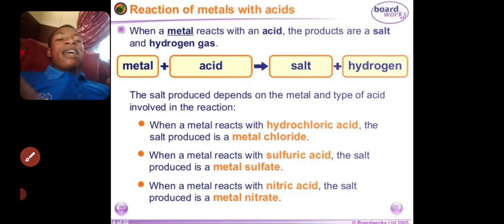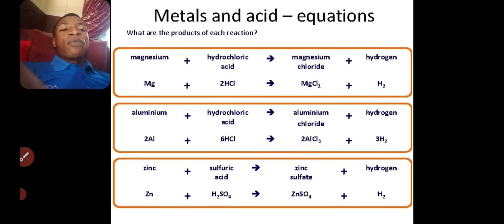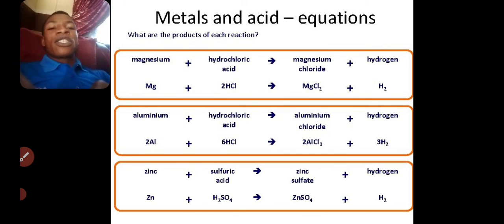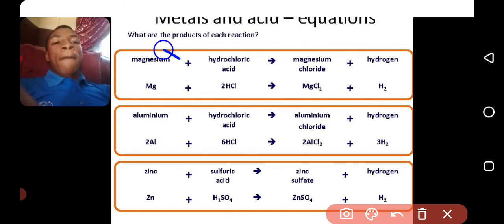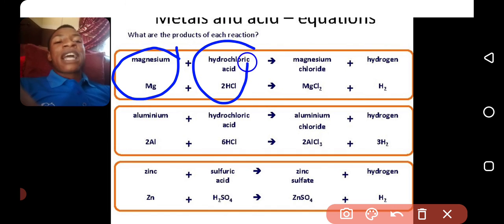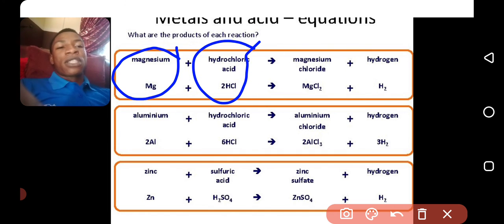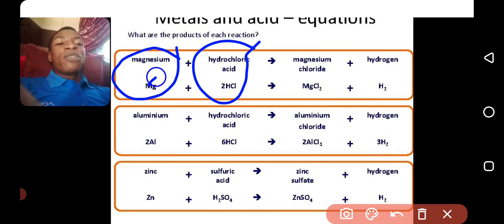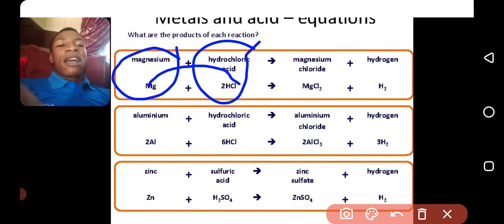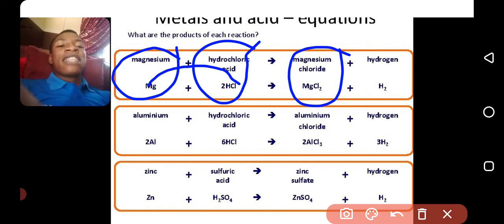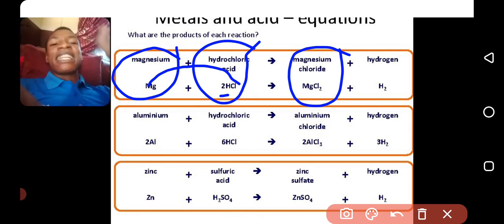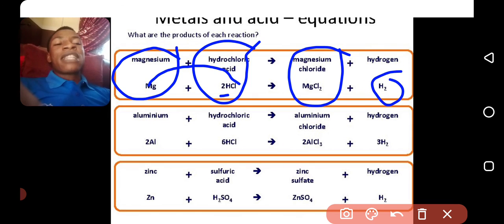So let's see some examples of metal-acid reactions here. Look at here, magnesium reacts with hydrochloric acid. So you are expecting a chloride salt. So Mg will send hydrogen away by combining with chlorine, giving you magnesium chloride. Because Mg has taken its place, hydrogen will now be standing alone. That's a displacement, a single displacement reaction.